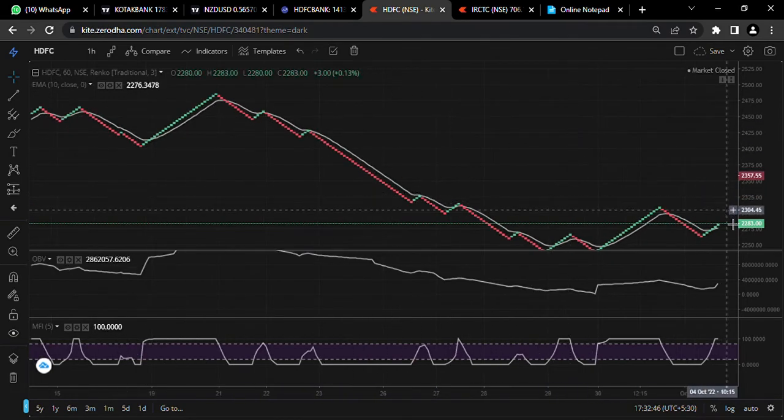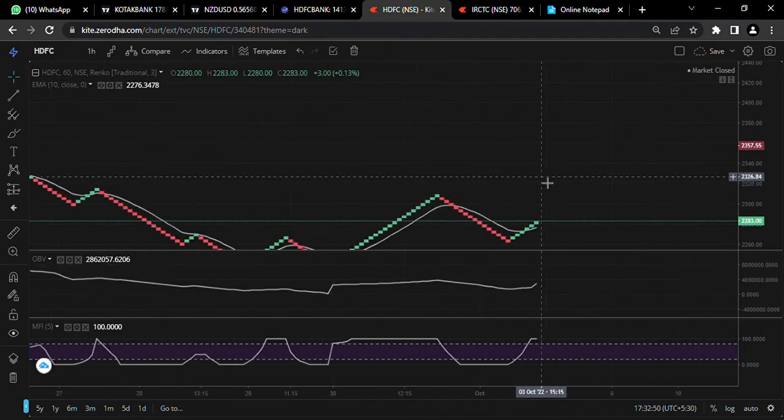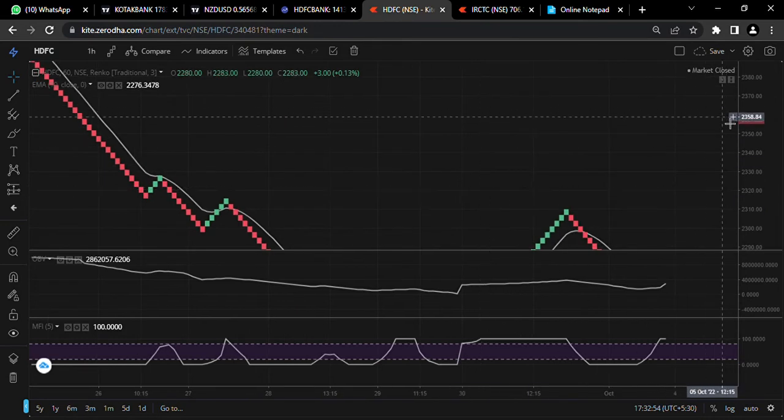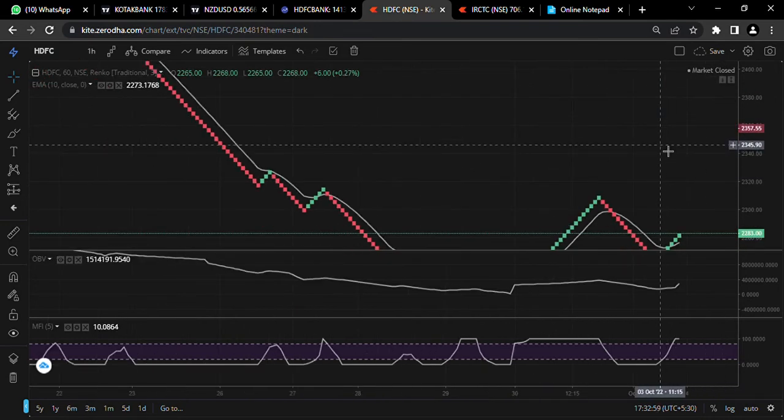So this is the specialty of Renko bars, and they are noiseless, because they show you a clear indication of where the stock is going. It will not show you any kind of consolidation or any kind of noise in the chart.